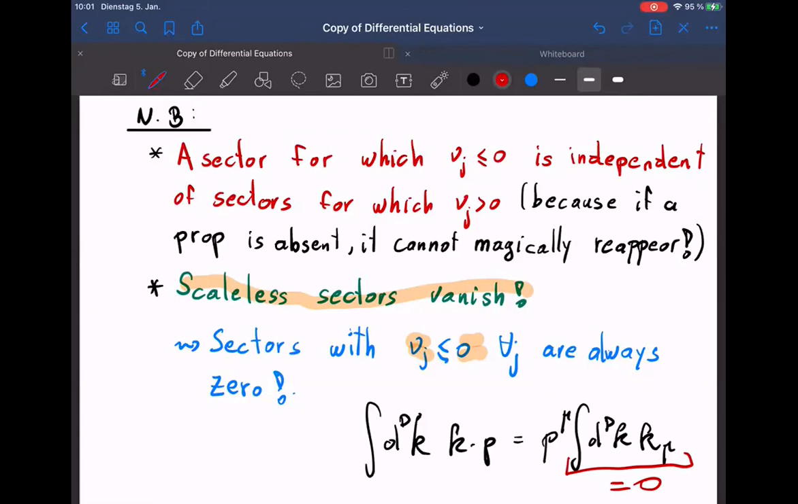This will be very important. This also means that there are certain sectors, namely the sectors where all the exponents are negative or 0. These sectors you can just throw away. They have no information. They're all just trivially 0.